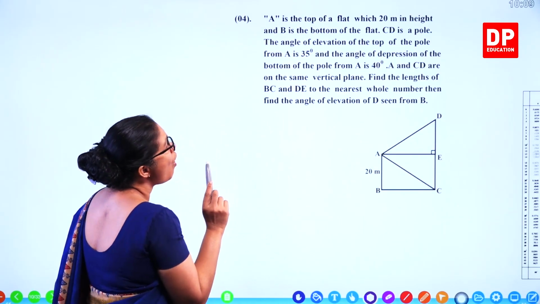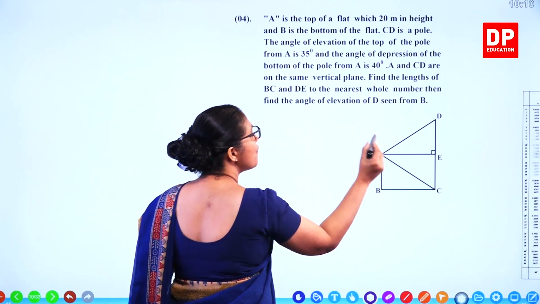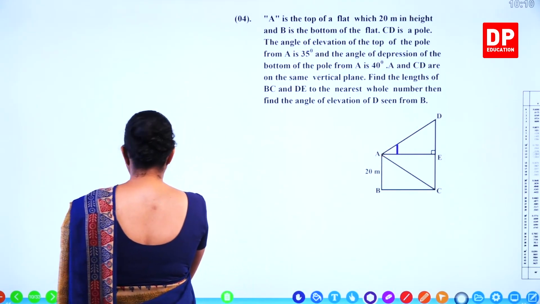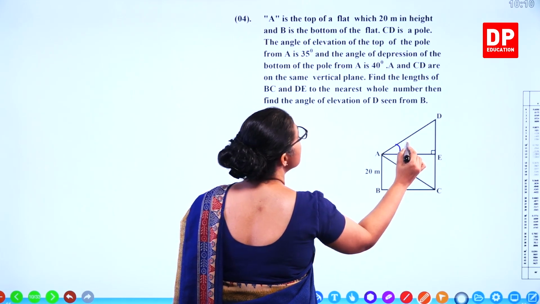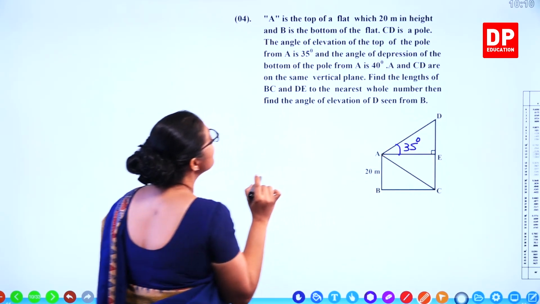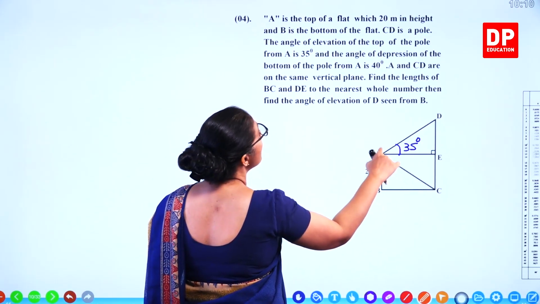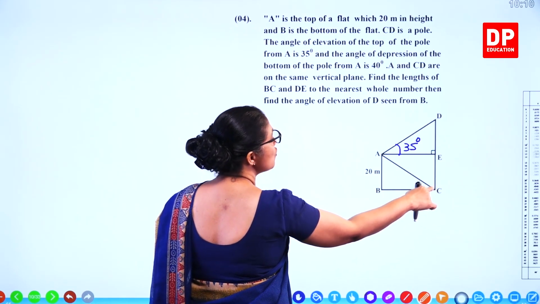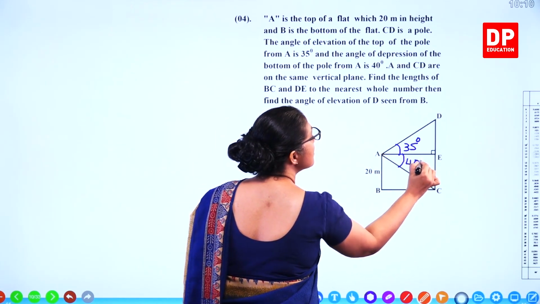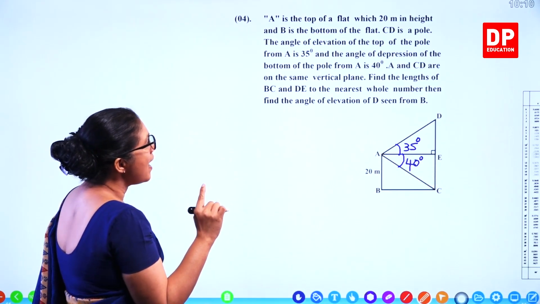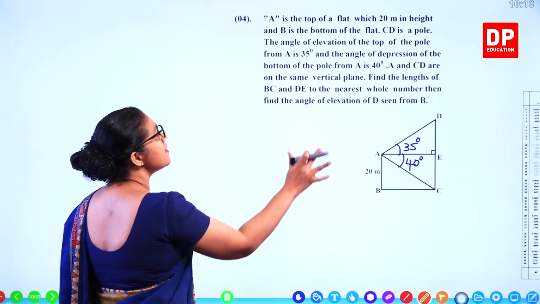The angle of elevation of the top of the pole from A, here to here, is 35. So you can mark this angle as 35. And the angle of depression of the bottom of the pole from A is 40. So looking down, the angle of depression equals 40 degrees. A and CD are on the same vertical plane, so all these are in the same vertical plane.